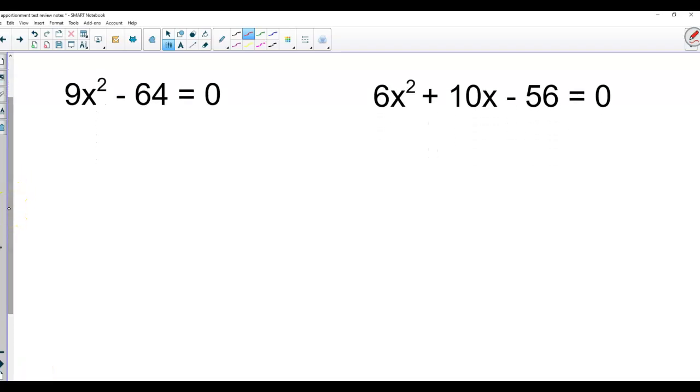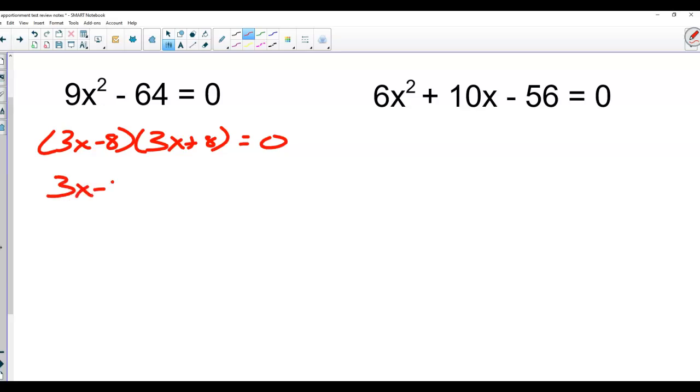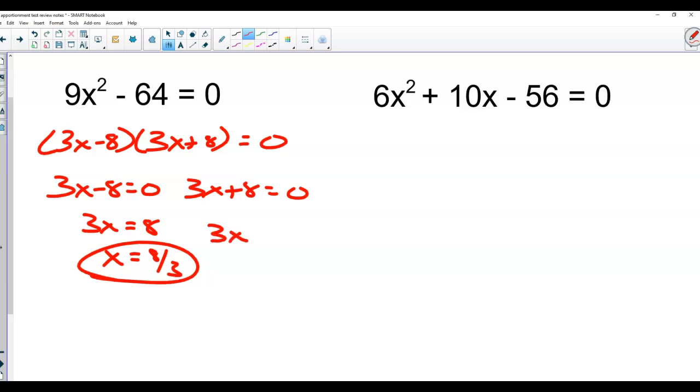Whenever you have two perfect squares and no middle term, that basically means the middle term is 0x, it's the difference of two squares. It's 3x minus 8, 3x plus 8. 3x minus 8 equals 0, 3x plus 8 equals 0. 3x equals 8, x equals 8 thirds. 3x equals negative 8, x equals negative 8 thirds.